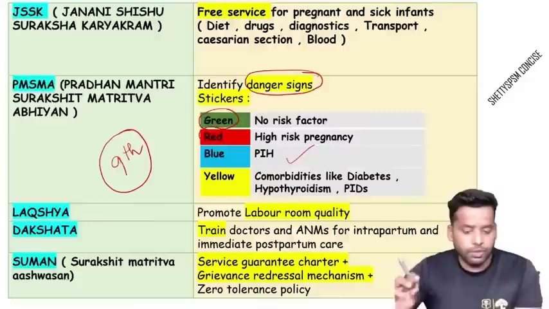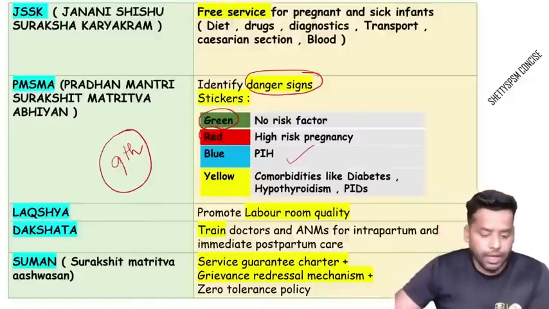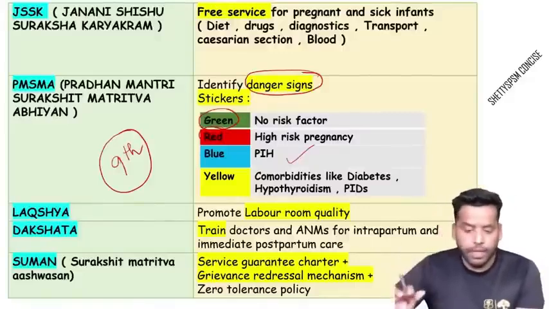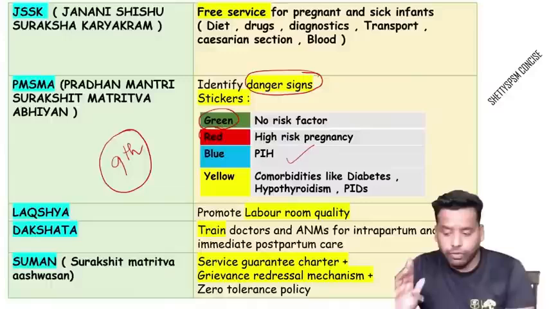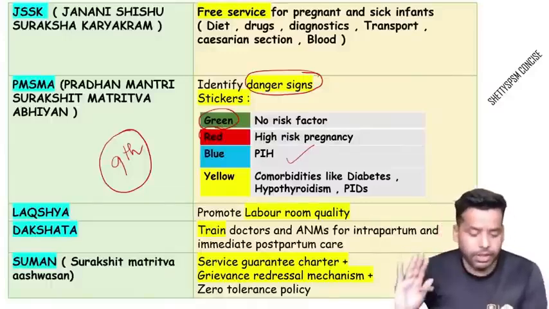What sticker is used for pregnancy induced hypertension? B, blue. Remember like this. B for blue. B for blood pressure.